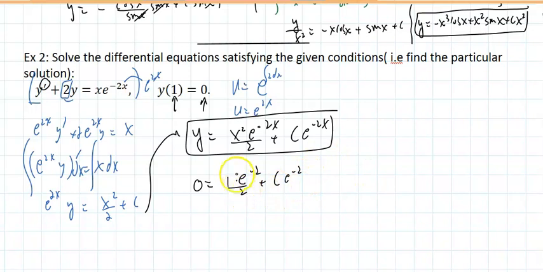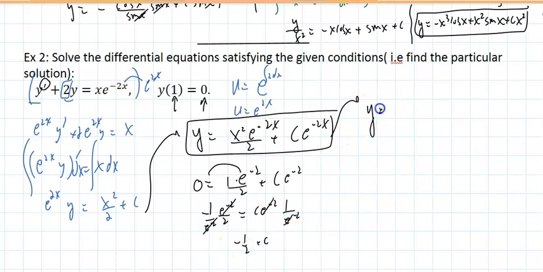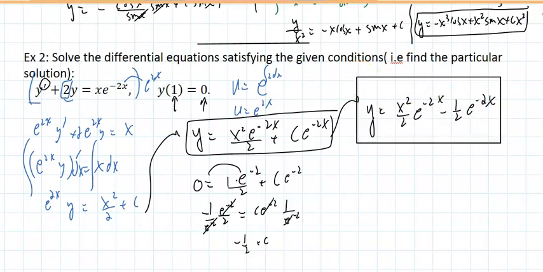right? So negative e to the negative 2 over 2 equals c e to the negative 2. If I multiply by 1 over negative 2, I'll get c to be negative 1/2. So I would say y equal x squared over 2 e to the negative 2x minus 1/2 e to the negative 2x. And that would be my explicit solution. And that's pretty much it for this section.